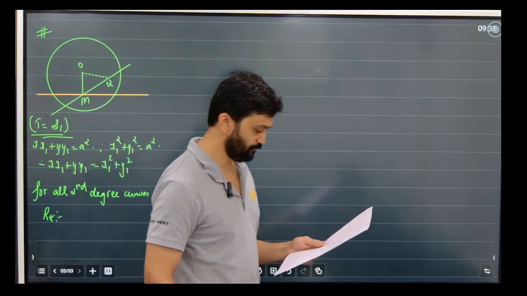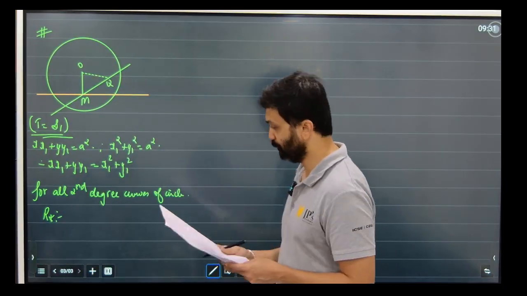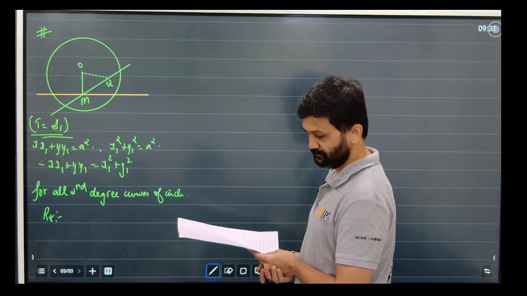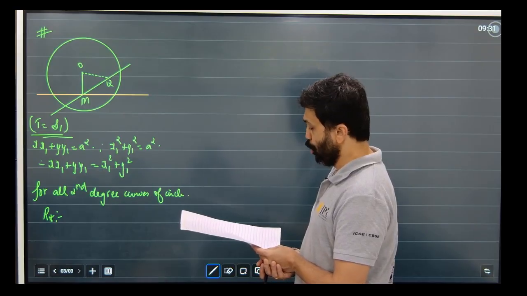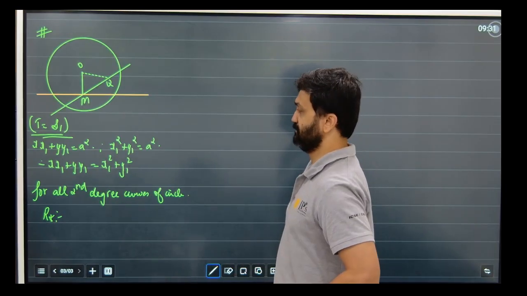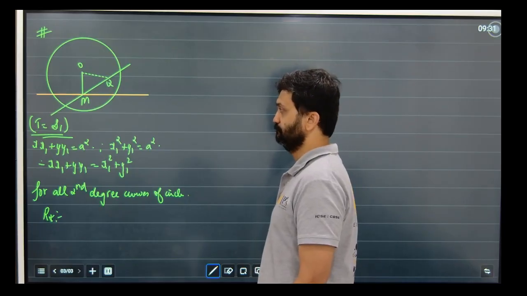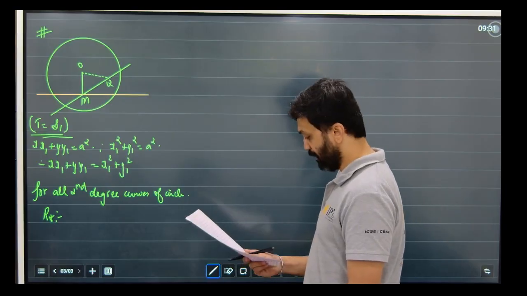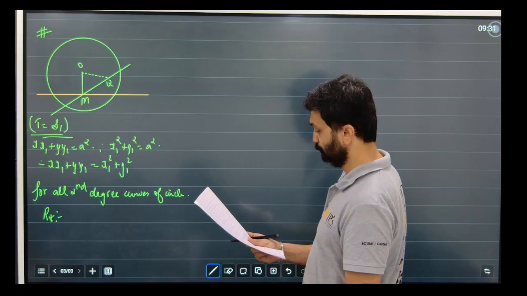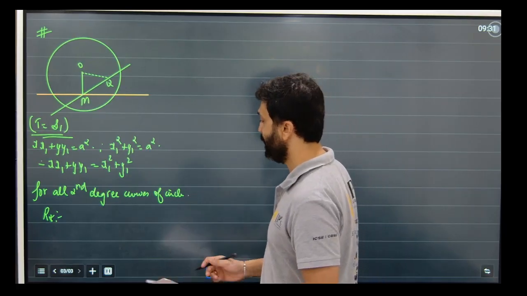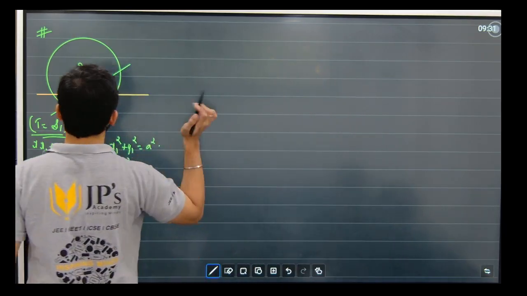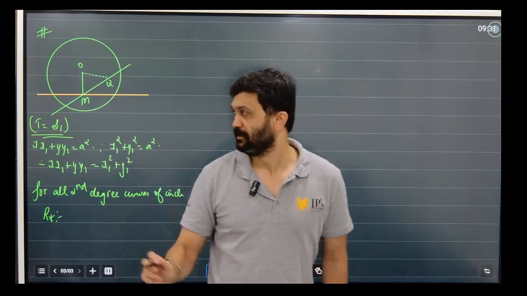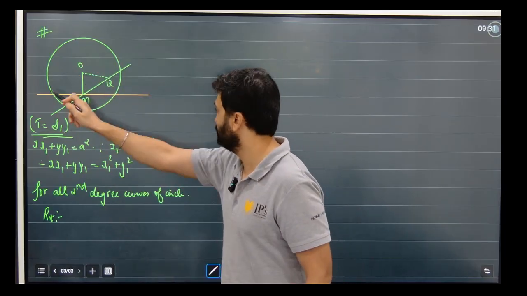Just write a remark after this. Of all the chords that pass through a given point M x1 comma y1, there will be many chords passing through M. There will be a lot of chords passing through M. One passes from here, this one passes from here, one from above, one from below.